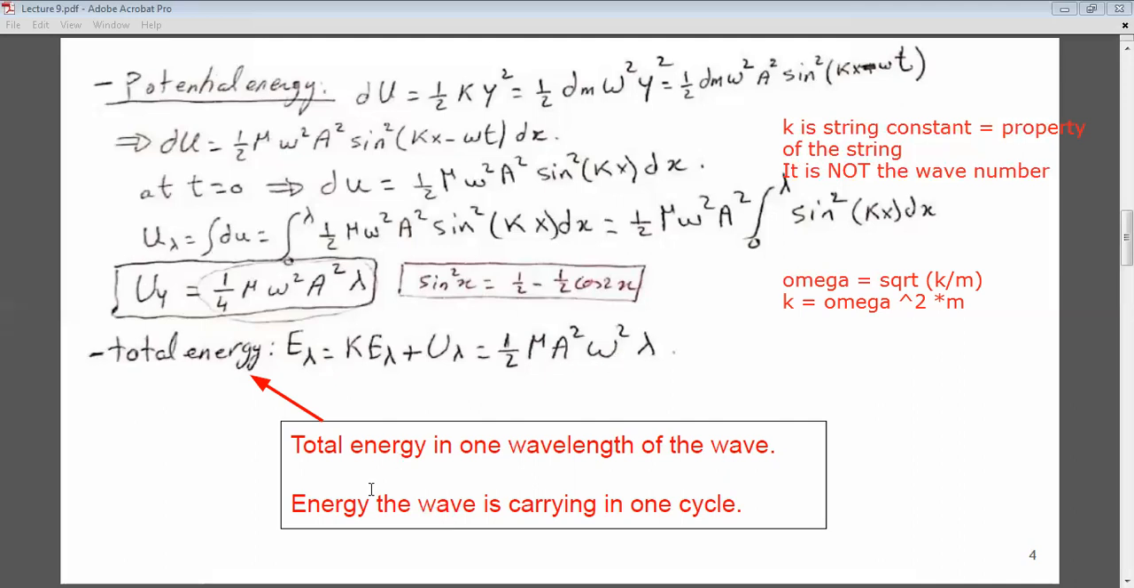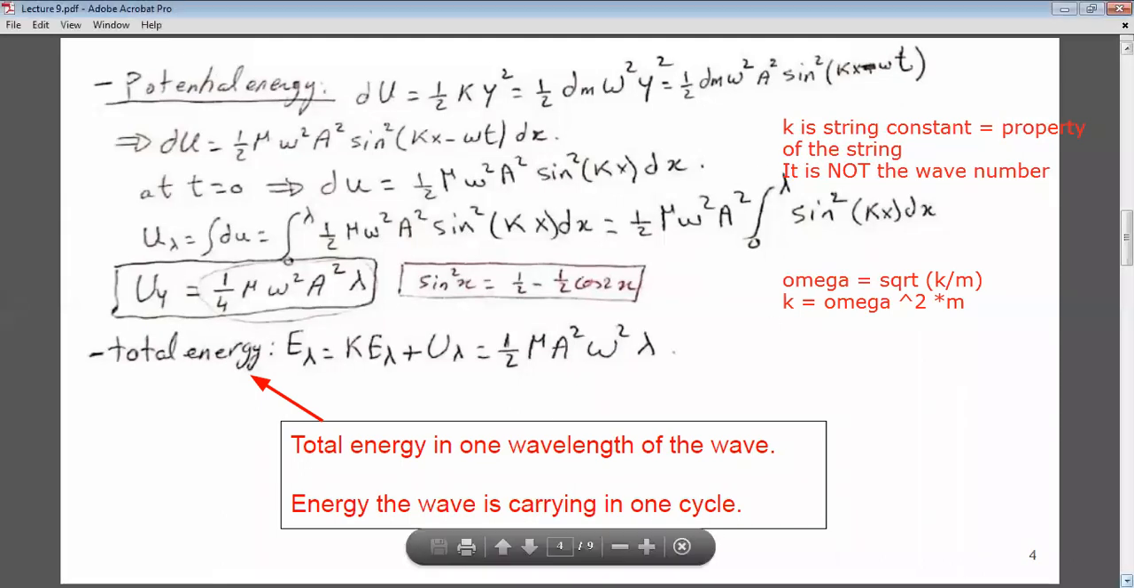Sometimes they call it the energy the wave is carrying in one cycle. So they may ask me, find the total energy in one wavelength of the wave, or find the energy the wave is carrying in one cycle.